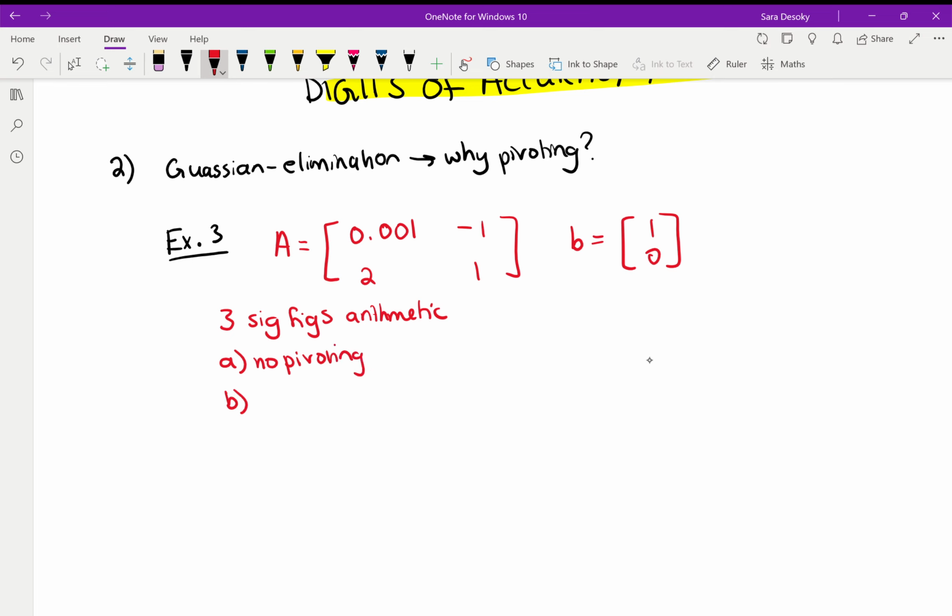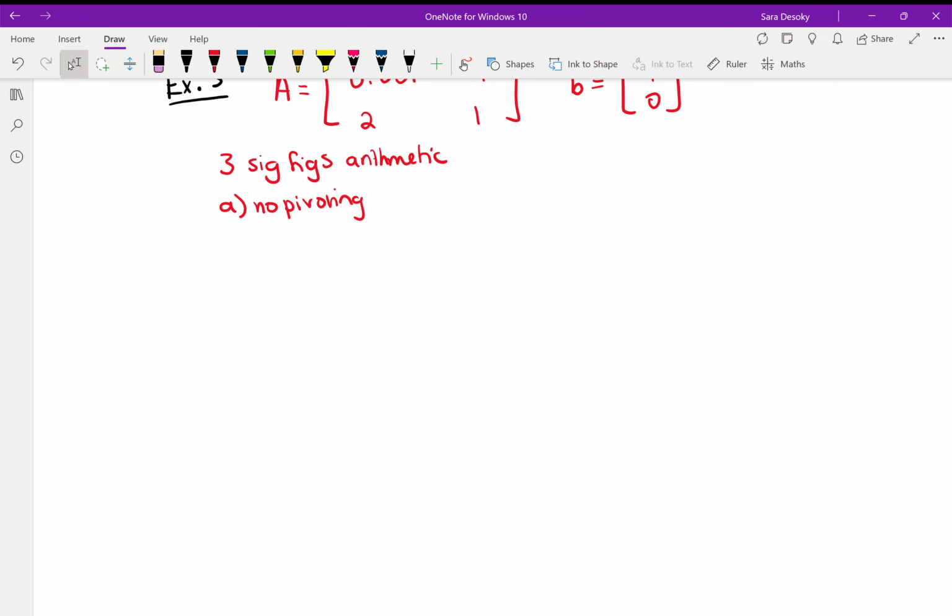Okay. First, we need the augmented matrix. There it is. First step: I multiply by 1,000 to get rid of this small thing. I'm doing it freely, no pivoting here.